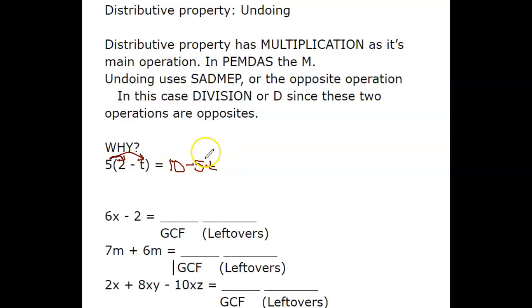If I wanted to check my work in some way, I have to undo this. So when I undo this, I look at the 10 and the 5, and I say, what do they have in common? Well, they can both be divided by 5. There's that division part. So the 5 is my greatest common factor, or GCF. And then what I put in here is the leftover answer when I divide each of these terms by 5. So 10 divided by 5 is 2. And 5t divided by 5, I'm just going to cross out that 5, and I get t. And then we call that the leftovers.